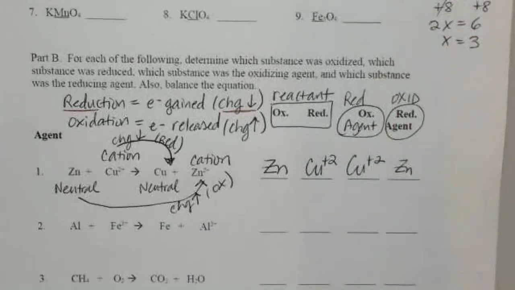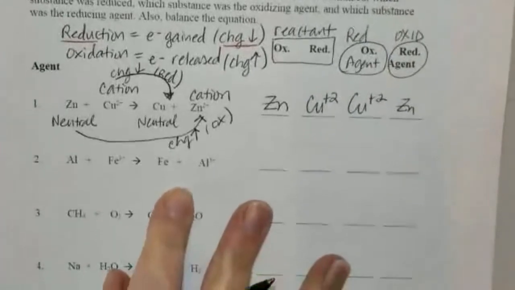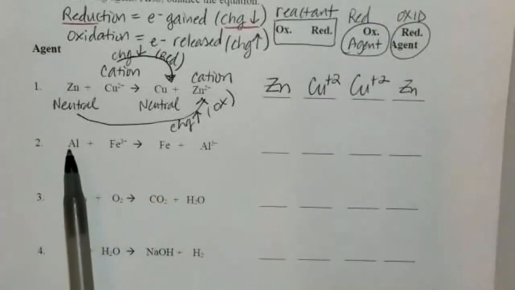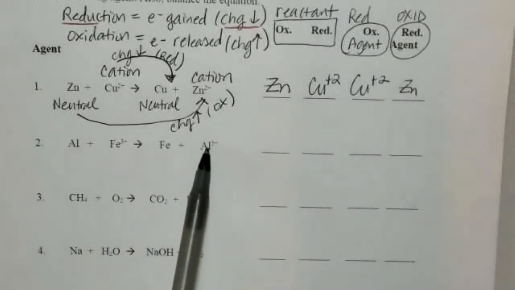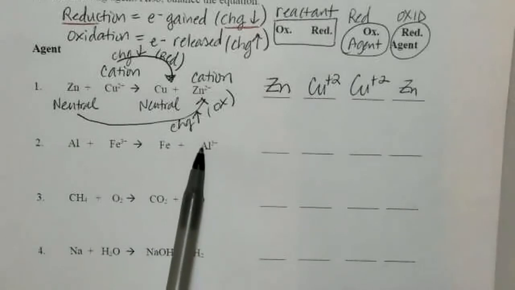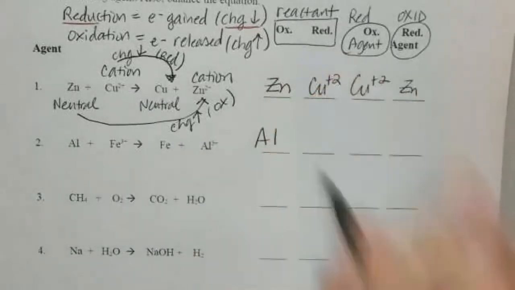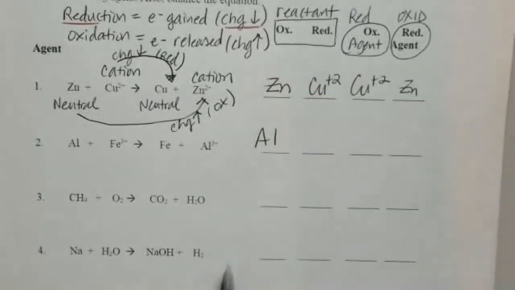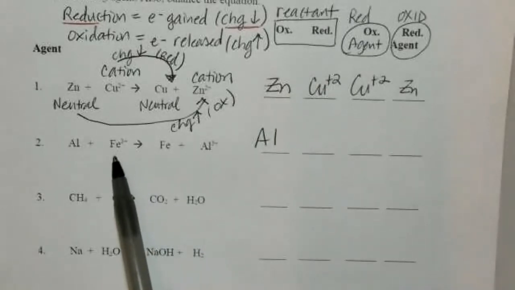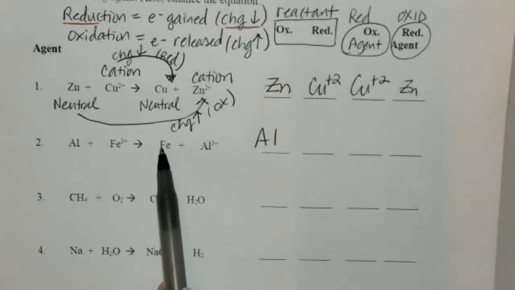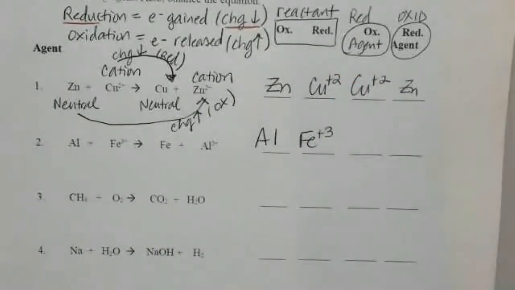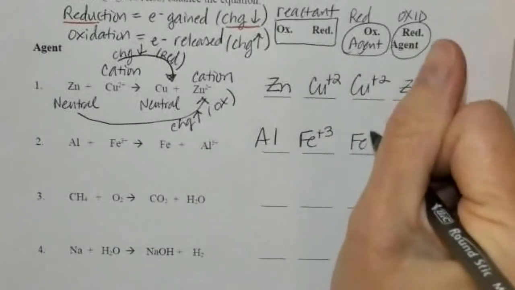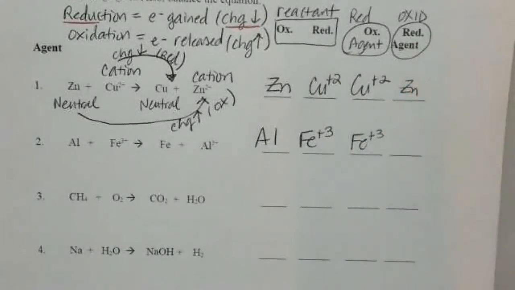All right. So if we try another one here. All right. Now the next one, aluminum goes from neutral to +3. So releasing electrons, that is going to be oxidized. The charge is going up. The iron is being reduced. It's going from a +3 down to a 0. So the iron 3 is reduced. The oxidizing agent is whatever it is that's reduced. And the reducing agent is whatever it is that's oxidized.